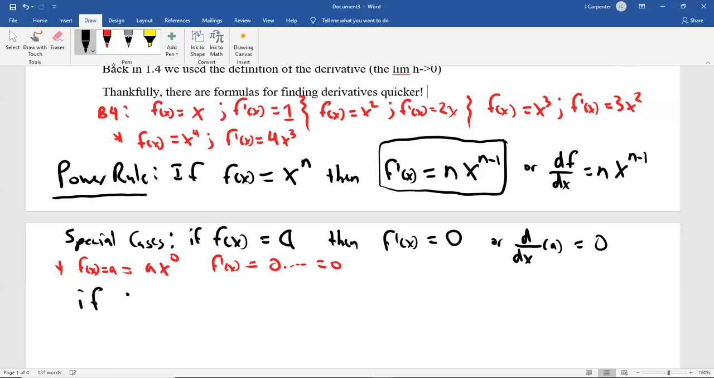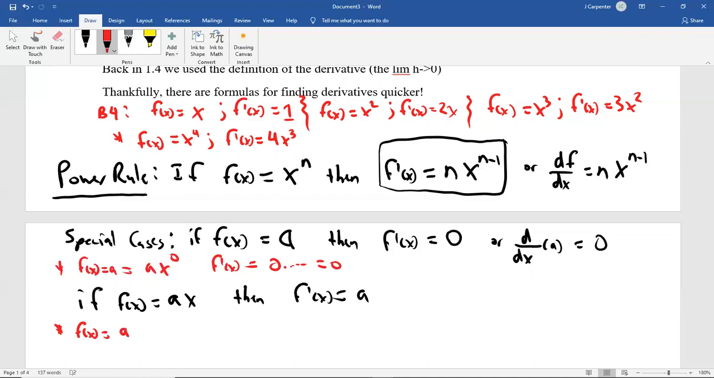Another case, if f of x is equal to ax, a times x, then the derivative, well, this is a linear function, a times x, so the derivative is the slope. The slope of that line is a. And if you don't trust that with the power rule, here's the explanation. I said I was going to erase it, I won't.